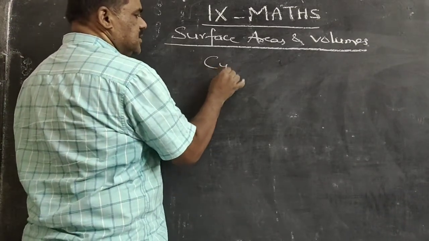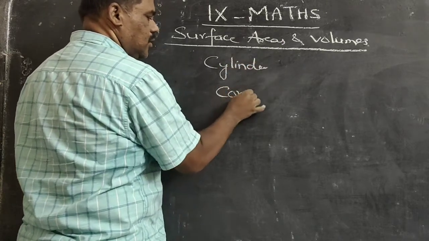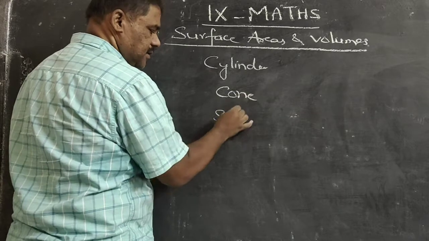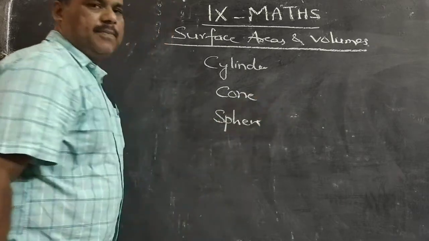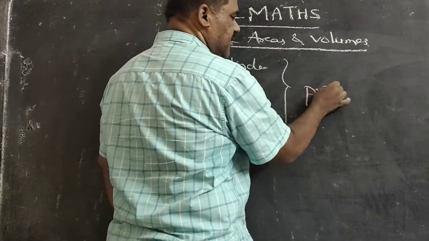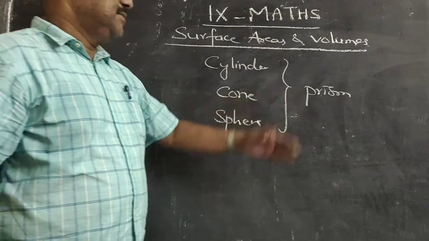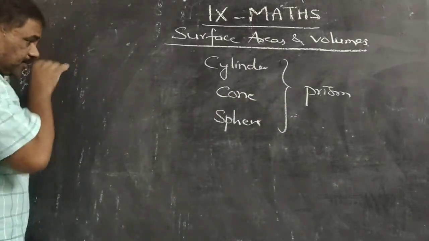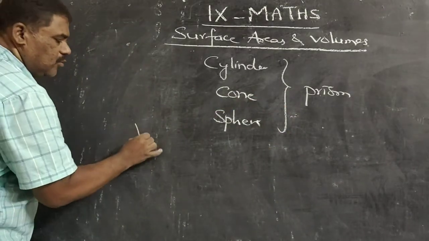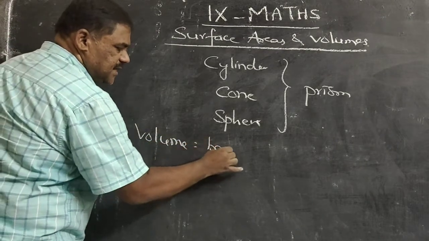We studied cylinder, cone, sphere. These three topics we completed. All these objects, in general, we call them as prism. Prism means these are the examples of prism. For a prism, volume of any prism formula is base area into height.